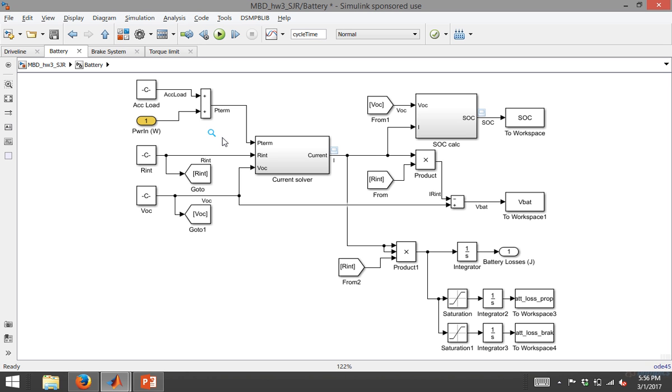And then VOC is the open circuit voltage. If you've taken the ECE classes, hopefully you remember what they mean by that. So if you're not loading it at all, that would be the voltage across the terminals. So the first thing that I would say you would want to do is get P-term, have your internal resistance and your VOC, and you want to solve for current because those are the three things that you need.